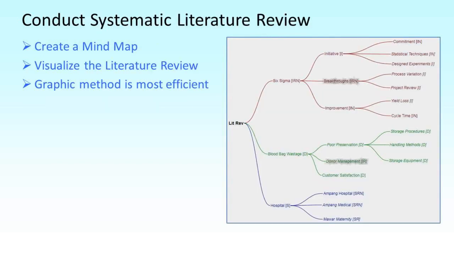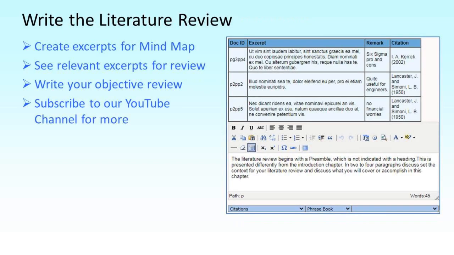Conduct a systematic literature review using AsterWrite. Create a mind map and associate the excerpts. Identify the gaps and variables, IV, DV. You can visualize the literature review in a clear graphical method. Every item on the mind map calls all the related excerpts. This enables you to write an effective literature review.